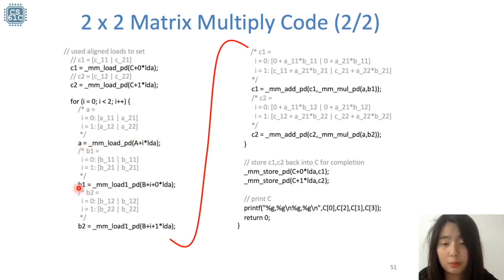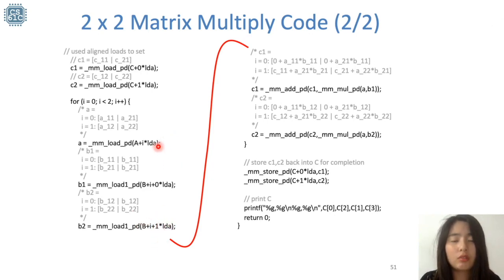Then we construct vector B1, which contains 2 copies of B11 from the very first element of B. Just a reminder, load1_pd will basically make a copy of the value from that address. And for B2, similarly, it's a vector containing 2 copies of B12. So if i equals 0 here, it points to the second element in the array. If i equals 1, it points to the fourth element in the array.